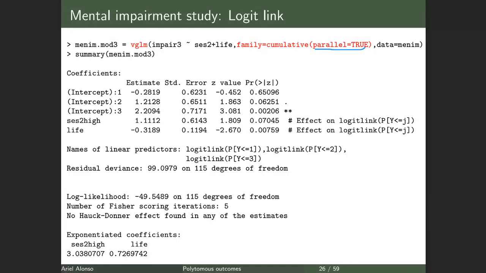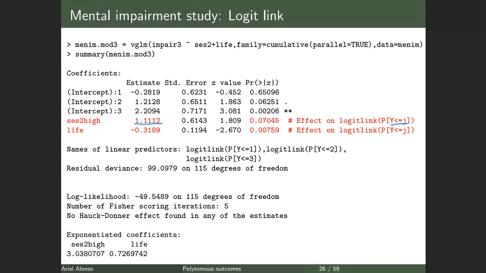And if you do that, well, here you have now the values. So here you have now the estimate for the effect of socioeconomic status. Again, it's positive. So that means that people with a high socioeconomic status always have a larger probability of a response smaller or equal than J, for all J, than people with a low socioeconomic status. And the way we are coding the response, the lower the better, because 1 was well, 2 was mild symptoms, 3 was moderate symptoms, and 4 was impaired.